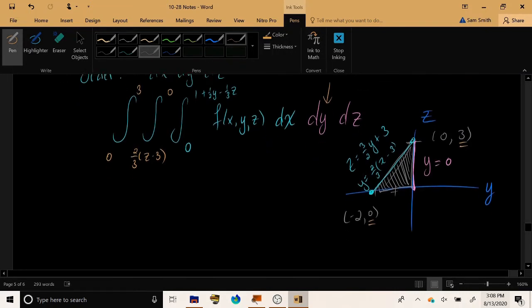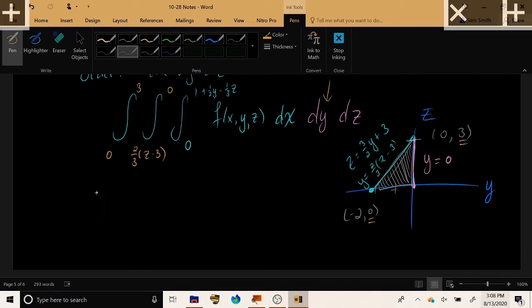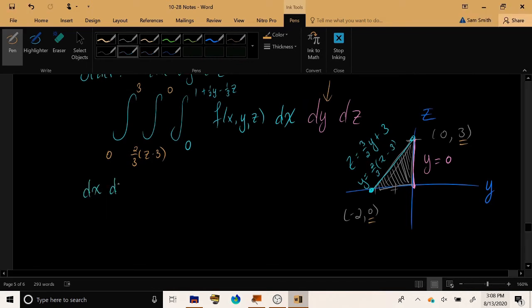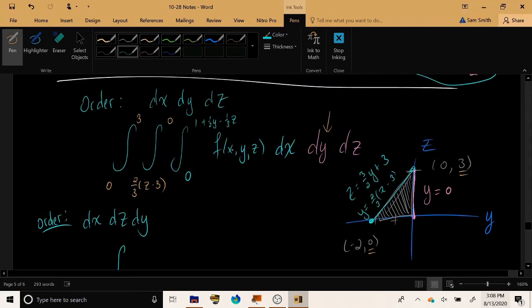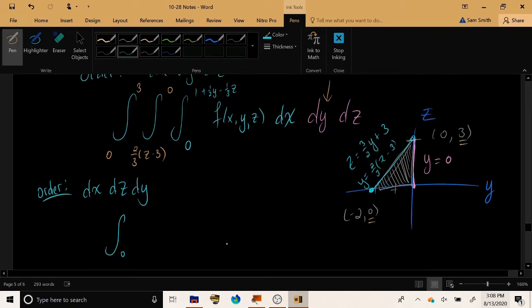Now, similar to that, if we want to switch the order of integration to dx, dz, dy, then we can recycle some old work because our x limits will be unchanged. They'll still go from 0 to 1 plus 1/2 y minus 1/3 z.